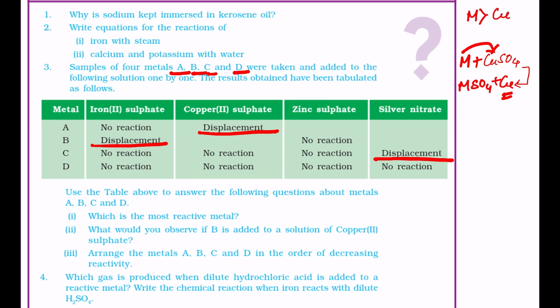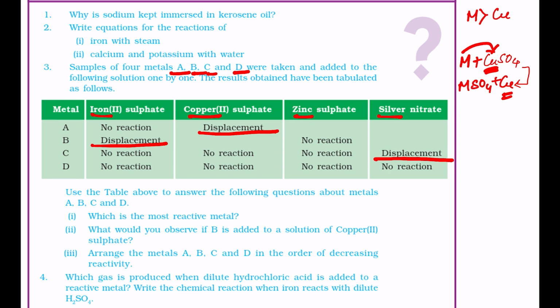This is a single displacement reaction, and a metal which displaces another metal from its salt is said to be more reactive than the metal which was present in the salt. So here metal M is more reactive than copper. Now 4 kinds of salt are taken. One is iron sulphate, then another one is copper sulphate, then zinc sulphate and then silver nitrate.